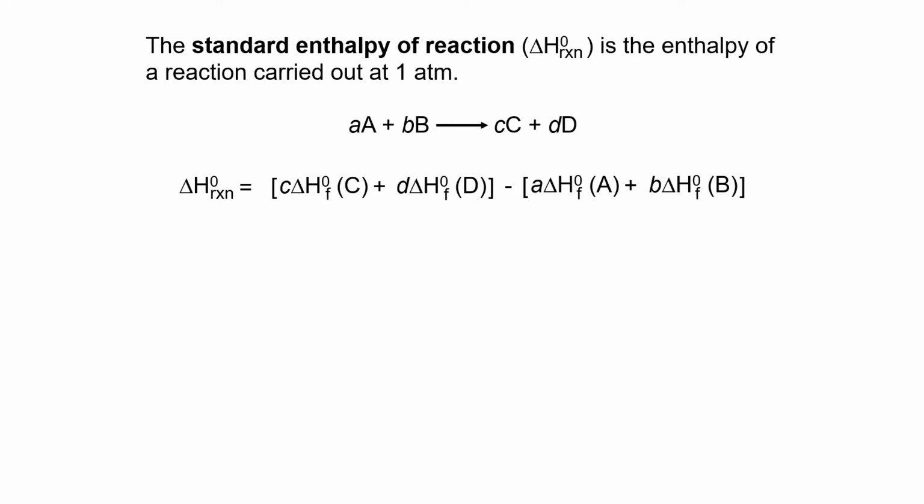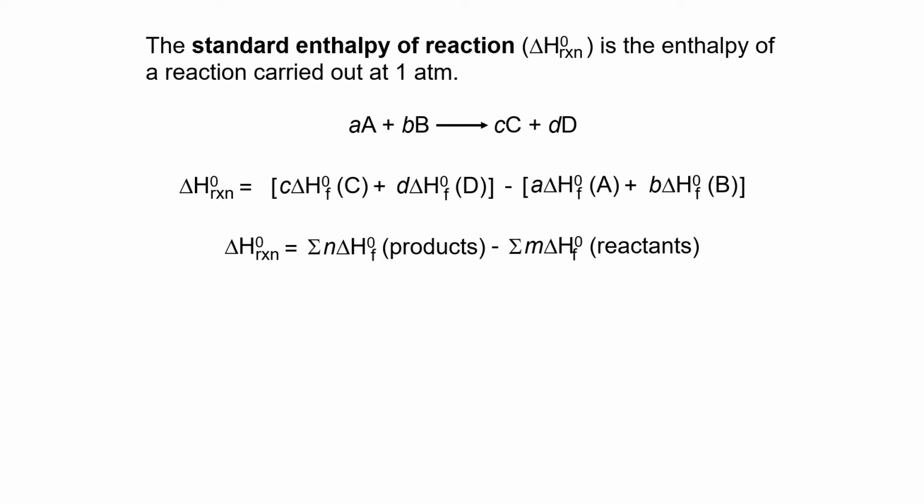And you'll notice that C and D are added first, in the first part of this equation, and we subtract from that the sum of the standard heats of formation of A and B. So this is the sum of the standard heats of formation of the products that are multiplied by their coefficients, if it's greater than 1, and subtracting from that the sum of the heats of formation of the reactants having been multiplied by their coefficients. So that's a direct method.